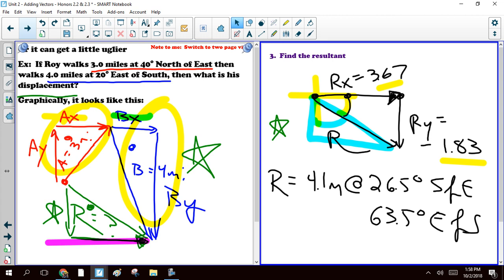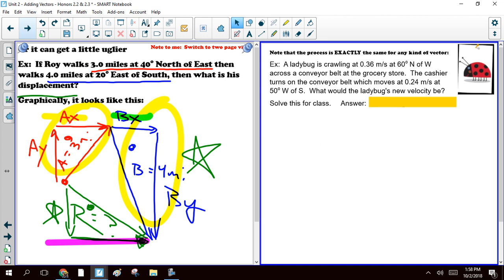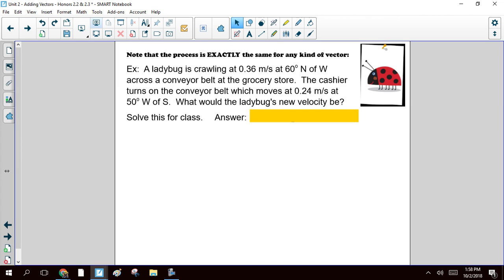All right? So last thing. This process works exactly the same for any kind of vector. Okay? Any kind of vector. It doesn't matter whether it's velocity or displacement or force or momentum or some other crazy thing you haven't heard of. So here's what I want you to do. I want you to try this problem on your own.